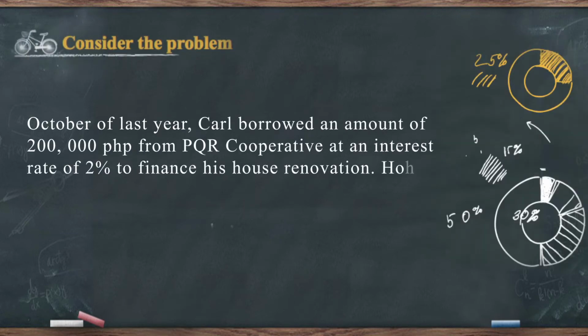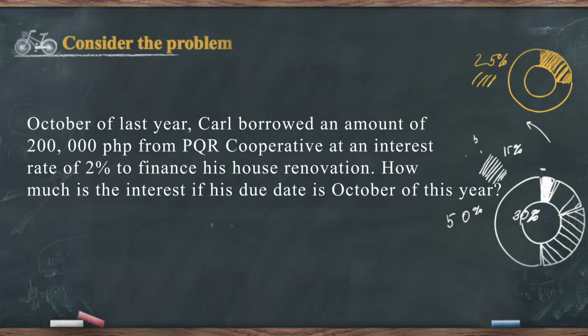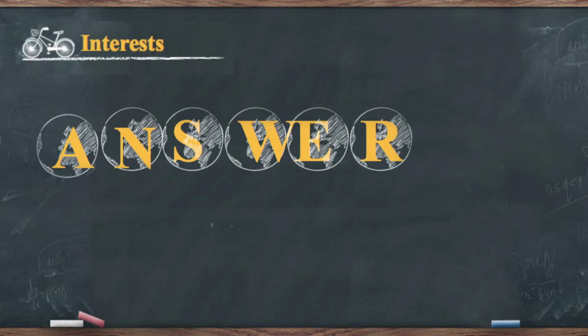Consider the problem. October of last year, Carl borrowed an amount of 200,000 pesos from PQR Cooperative at an interest rate of 2% to finance his house renovation. How much is the interest if his due date is October of this year? Answer: 4,000 pesos.